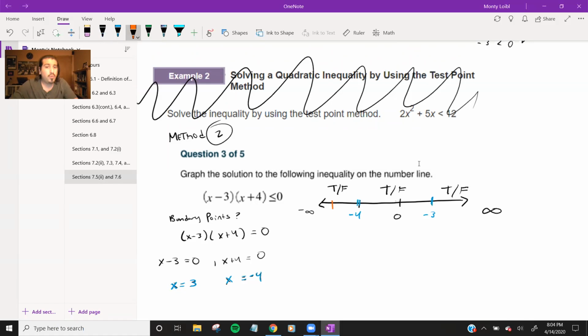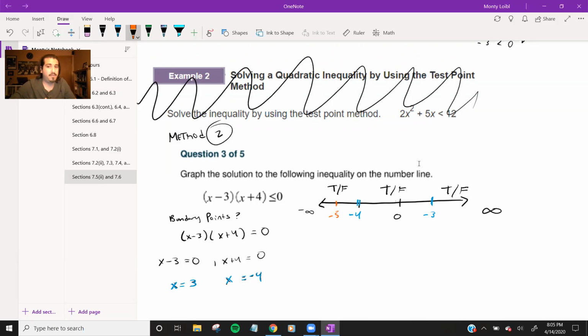Now you can pick a super large number, for example, negative 1,000. Why would I want to do that? If I subtract 3 from negative 1,000, is it going to be positive or negative? It's still negative, because negative 1,000 is huge. And negative 1,000 plus 4 is still negative. When you multiply negative and negative, you get a positive, so it would actually be false. But you don't have to think of it like that. I like to pick really large numbers and reason it out.